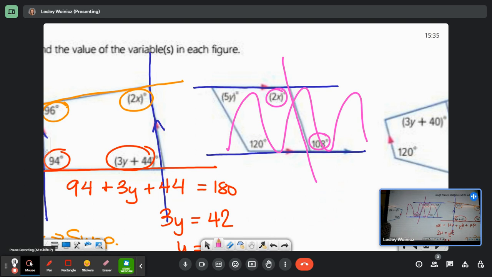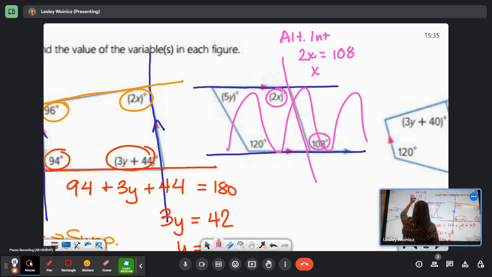Are they congruent or supplementary? They're congruent because they are alternate interiors. So do I set them equal to 180 or to each other? Correct. So 2x equals 108. What is x? 54. I don't need a degrees because the degrees is already outside the parentheses.